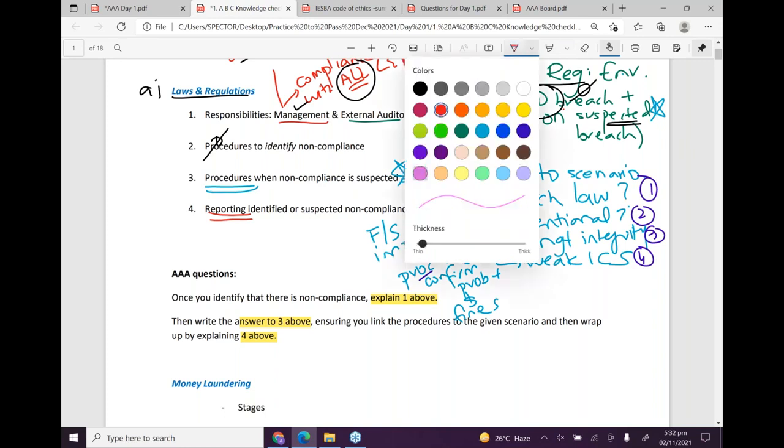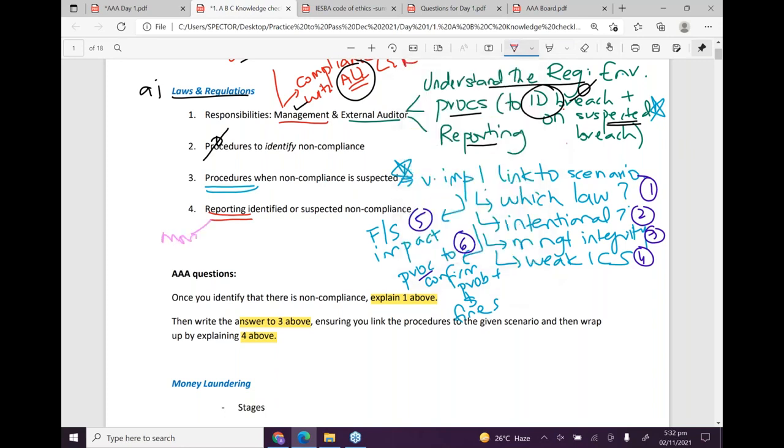So very quickly, to the management, to those charged with governance, to the shareholders through the audit report, but super important, maybe to external authorities if you feel this is against public interest. So you get super easy marks for talking about the reporting that has to take place once a breach has been identified.